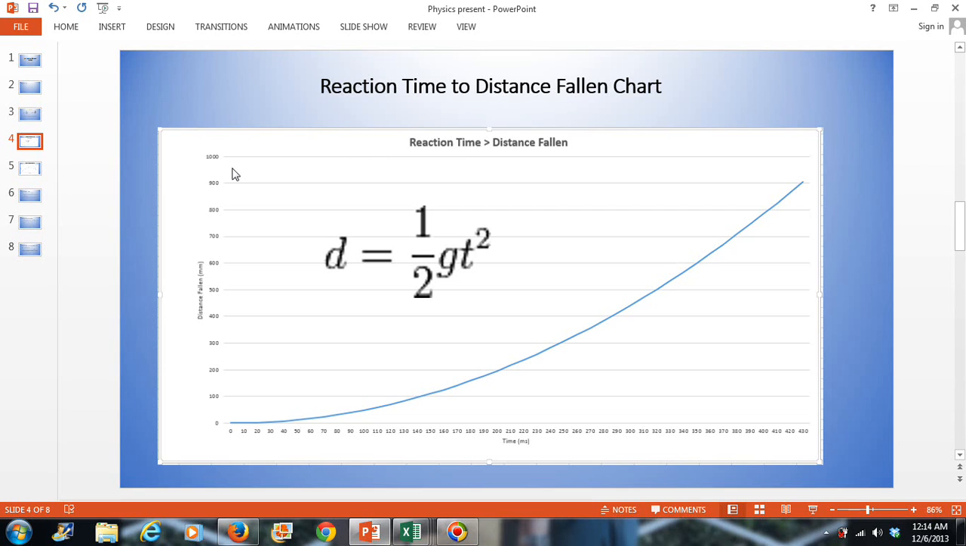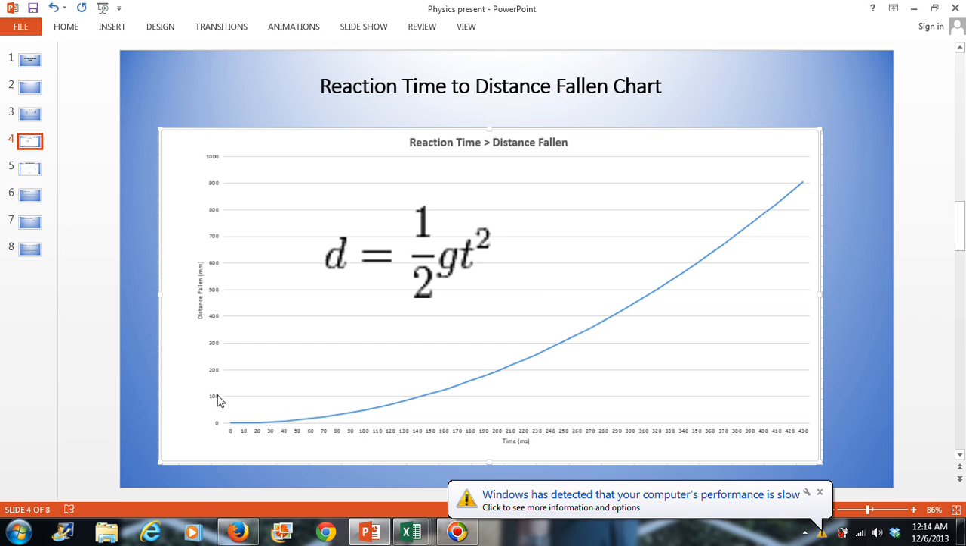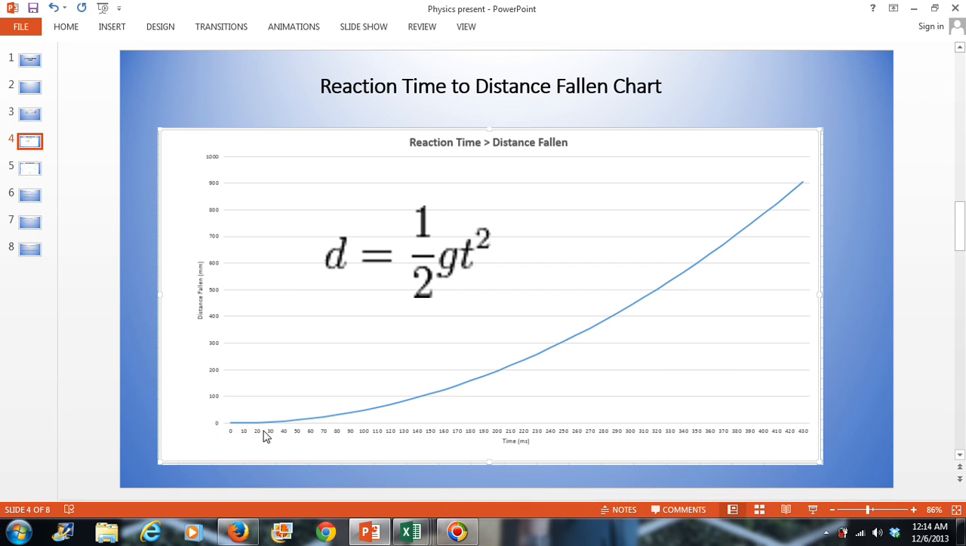And here's an Excel chart from my file. You can see we have time in milliseconds all the way up to 430, and we have distance fallen in millimeters all the way up to 1,000. And this is just using the equation, and we can see that it's an exponential equation, where as the time increases, the distance increases exponentially.